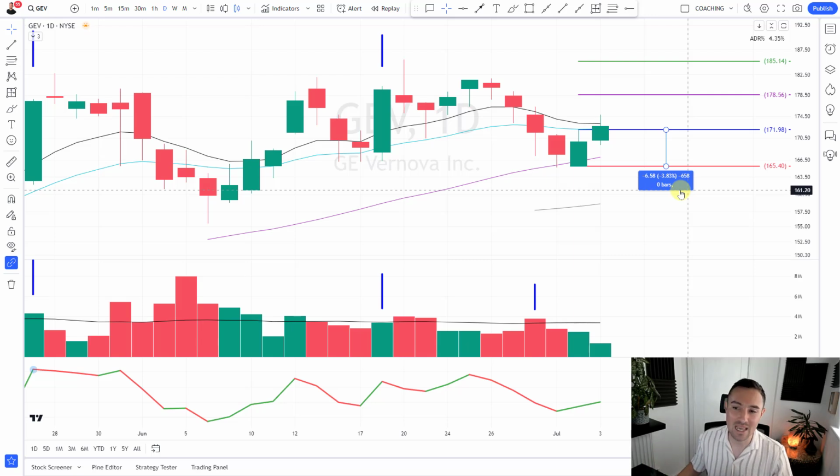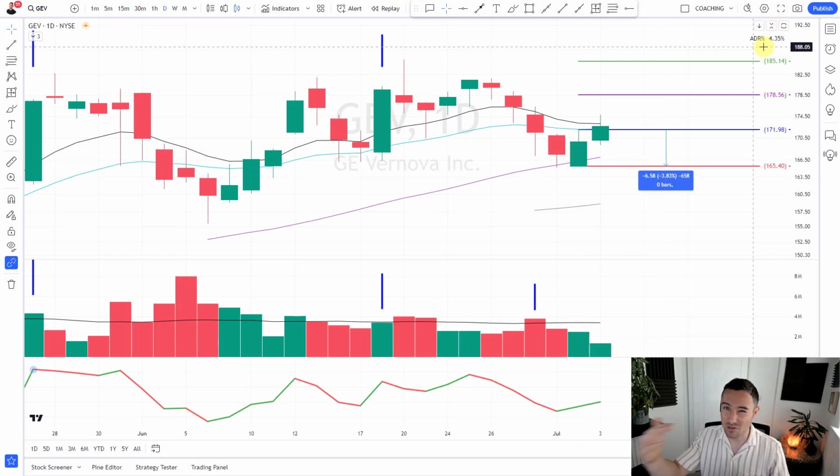I like them to be 4%, 3%, maybe even 2% if it's very, very tight. But I'm looking at the initial risk relative to the 20-day ADR percentage. If it's around it, less than it, ideal. Sometimes I'll stretch to 1.5% of the 20-day ADR percentage. Depends how much I like the setup.